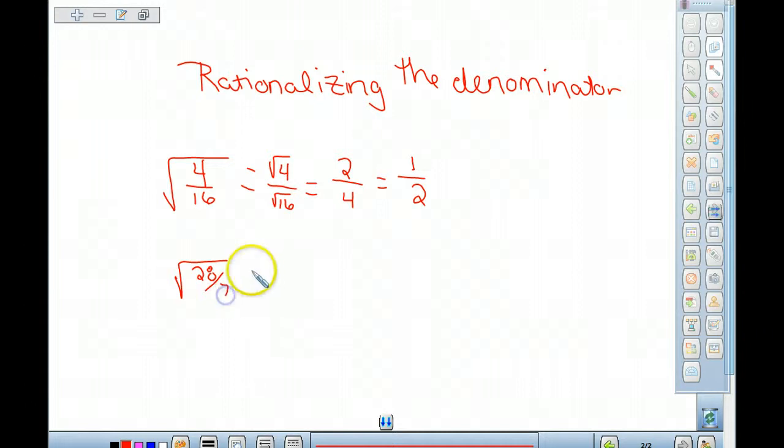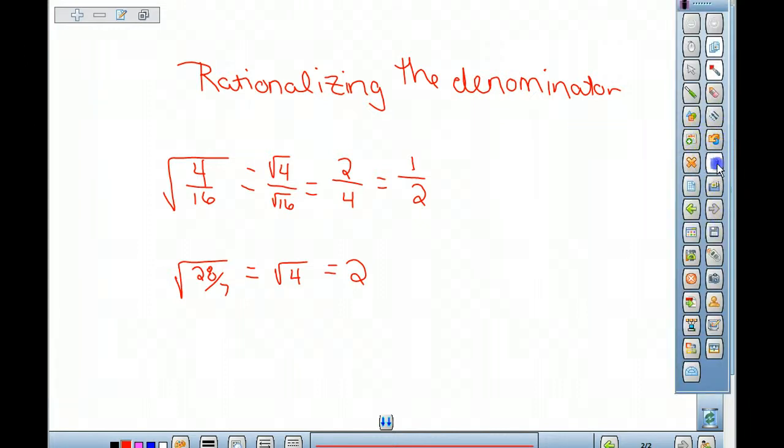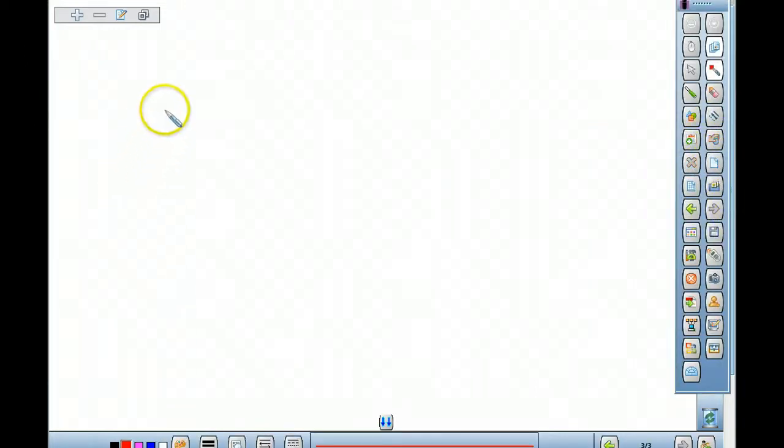Okay, what if I have the square root of 28 divided by 7? In this case, guys, you're not going to want to split this into 2 parts, because what is 28 divided by 7? It's 4. So if I can make that a whole number, let's make that a whole number. So it's the square root of 4, which I can reduce right down to 2. All right, this is the confusing part now. What if I have something that can't be reduced like that?